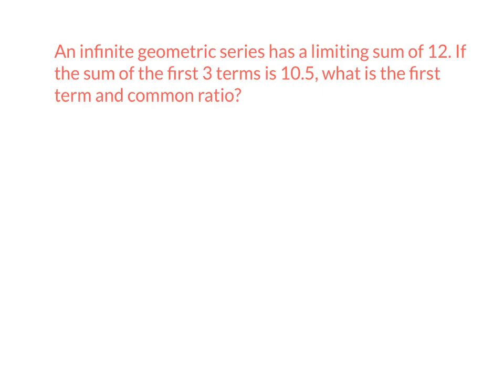So here we're told an infinite geometric series has a limiting sum of 12. The sum of the first three terms is 10.5. What is the first term and the common ratio? So we're told the limiting sum is 12. So a over 1 minus r, we don't know what a and r are, but a over 1 minus r must equal 12.